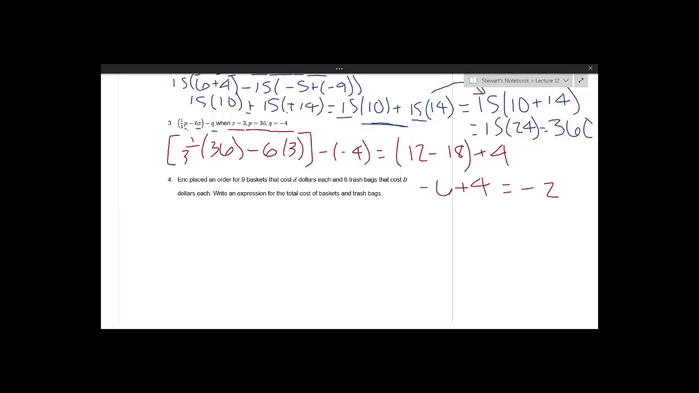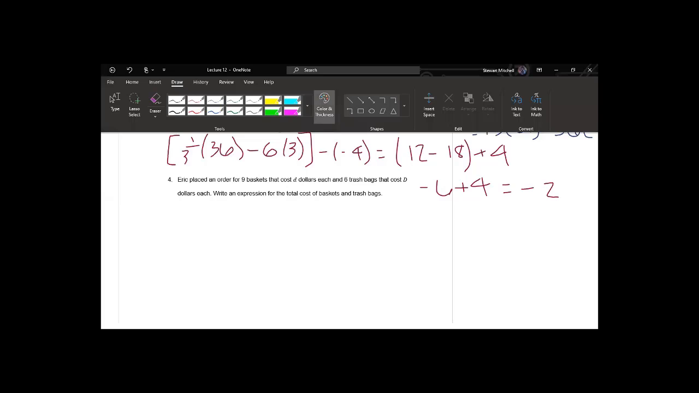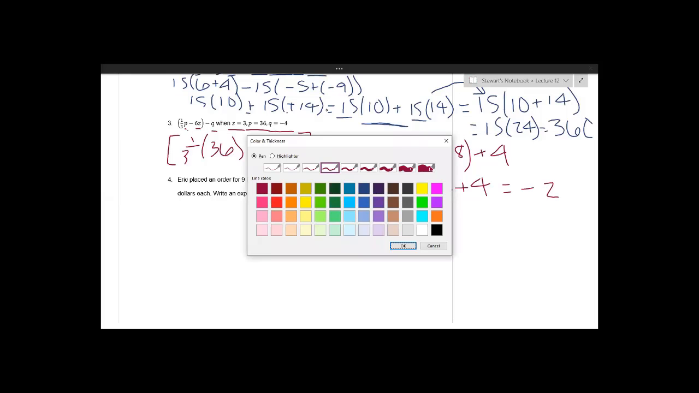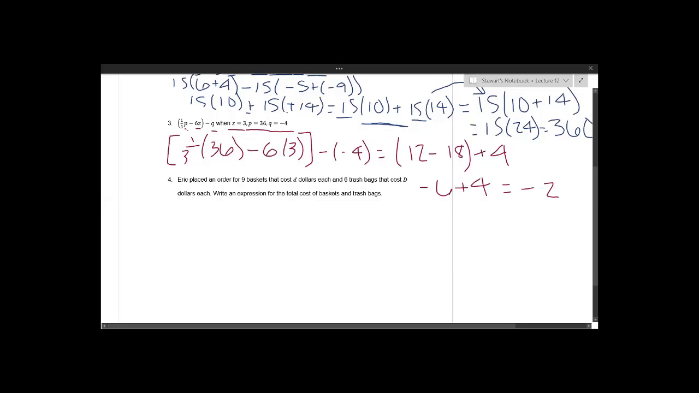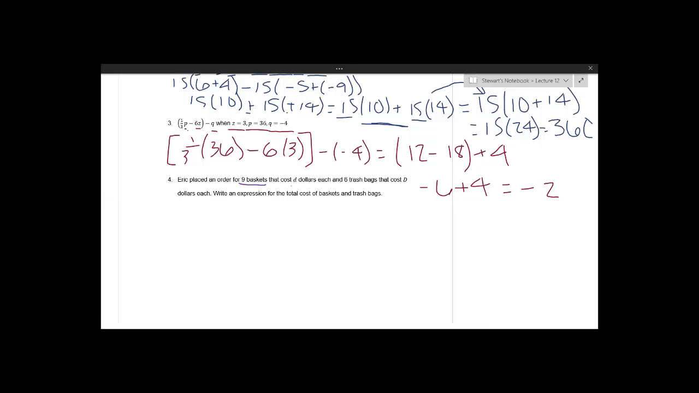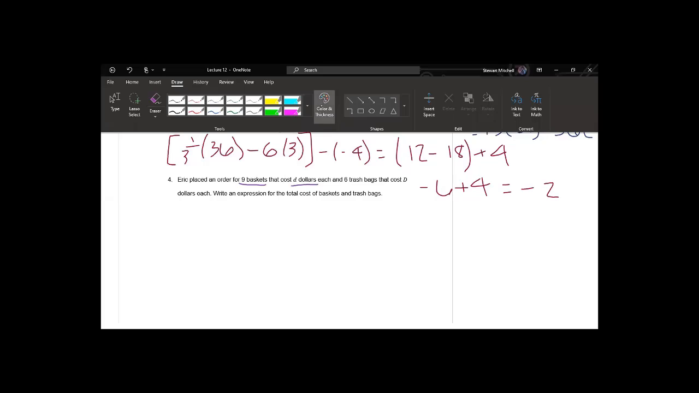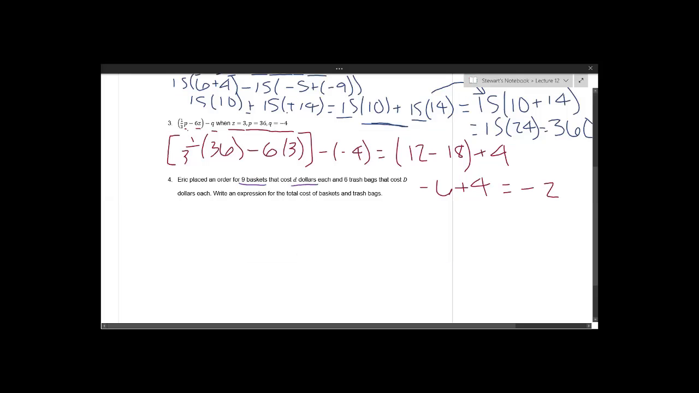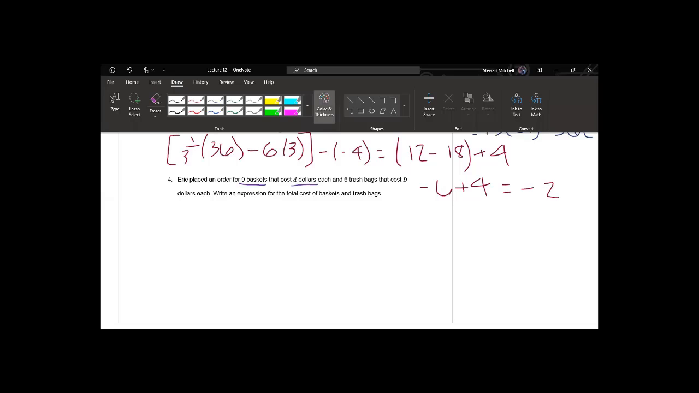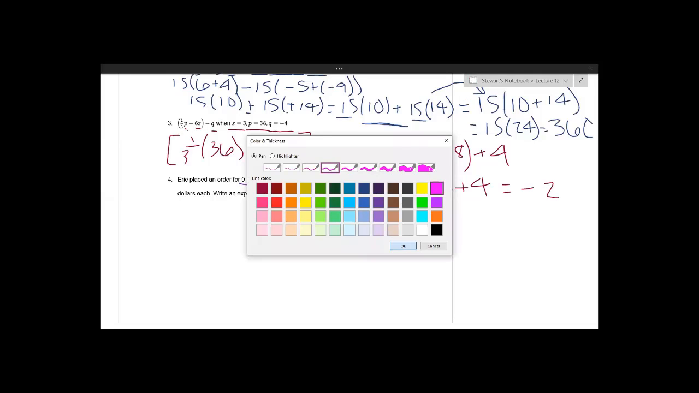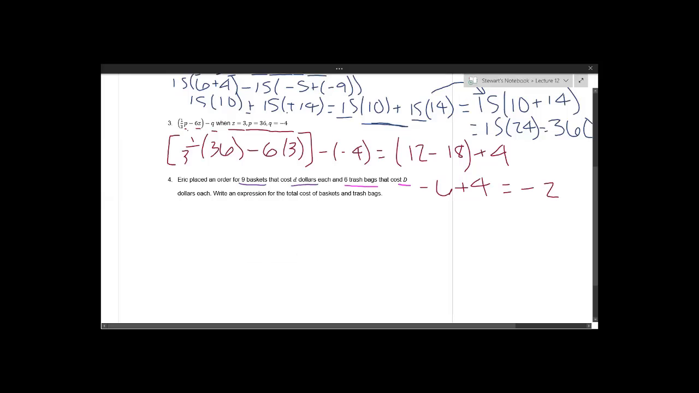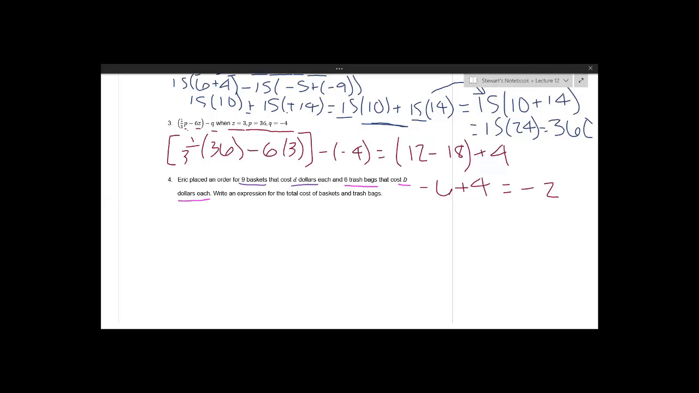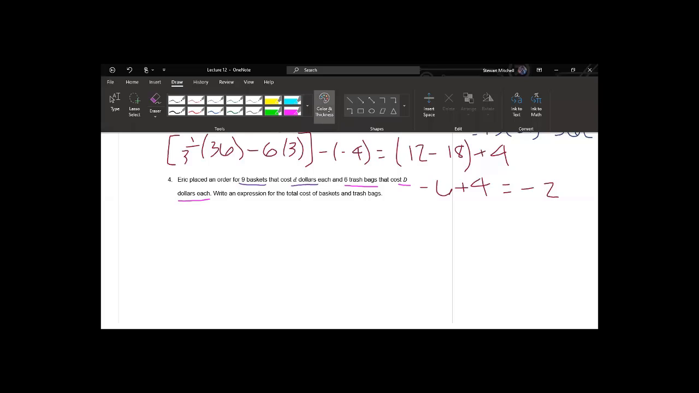Now, the last one combines essentially what we did last time, where we're going to evaluate an expression that we're getting out of a sentence. It says, Eric placed an order for 9 baskets that cost $D each, and 6 trash bags that cost capital D each. So we have to write an expression for the total cost of baskets and trash bags.